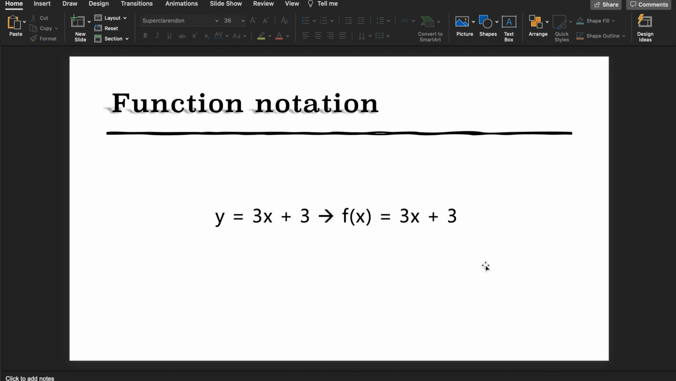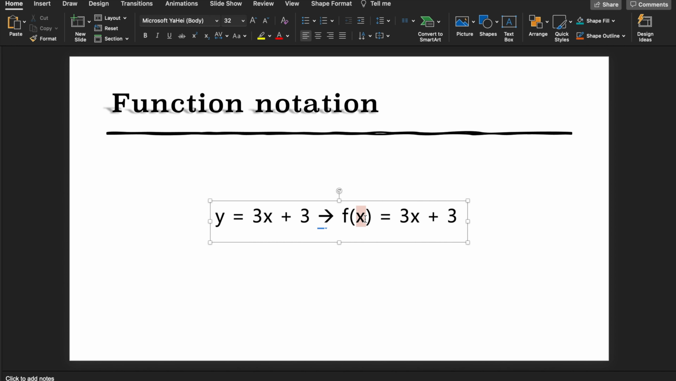Okay, the next part is function notation. There's really nothing to explain here. You just replace y with f of x. You just write the value of x within here. And if you want to replace x with 2, you write f of x equals 3 times 2 plus 3, which is 6 plus 3, that is 9. And that's all there is to this.